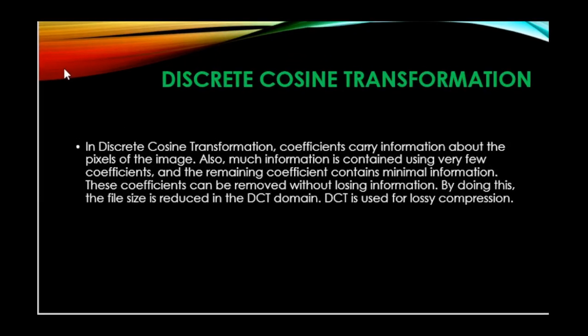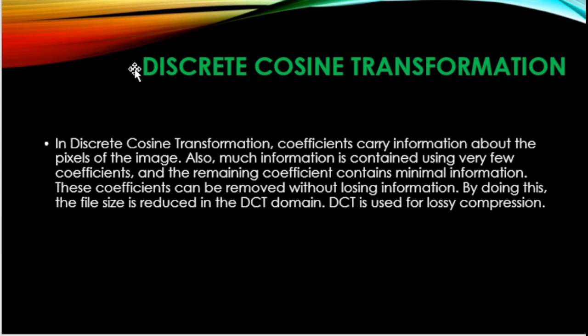Next is discrete cosine transformation. Discrete cosine transformation is used for lossy compression, and in this the information related to the pixels of an image is stored in the coefficients. So in DCT, coefficients carry information about the pixels of the image. Also, much of the information is contained in very few coefficients, and the remaining coefficients contain minimal information. These coefficients can be removed without losing much information, and by doing this the file size is reduced in the DCT domain. DCT is used for lossy compression.